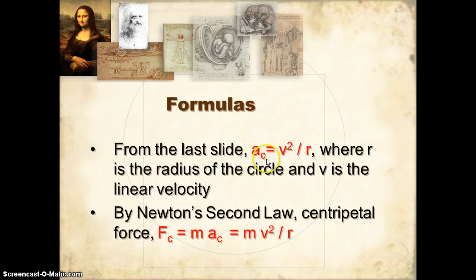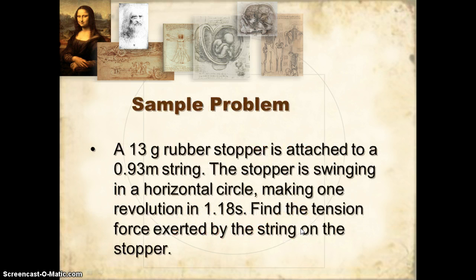So AC equals V squared over R, where R is the radius of the circle and V is the linear velocity. If we just use Newton's second law, F equals ma, we find that centripetal force equals mass times V squared over R.